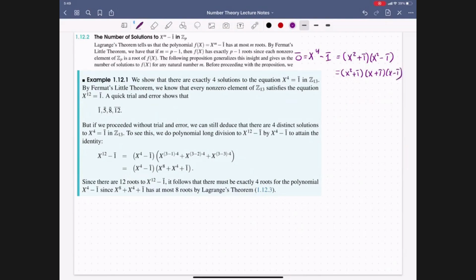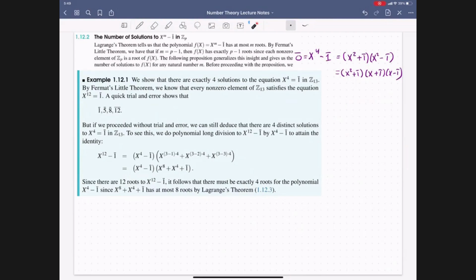And so we have this here. So we know that -1 and 1 satisfy this, so that gives us two numbers, and Lagrange's theorem tells us that there are at most two more from the x squared plus 1. Well, can we establish that those exist? A way of doing this is by doing the following.